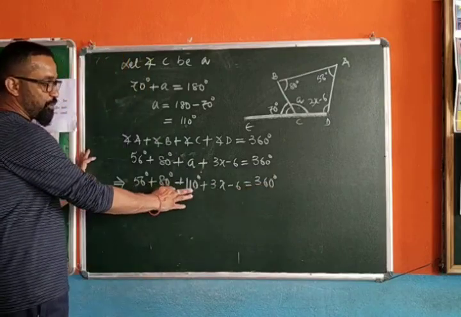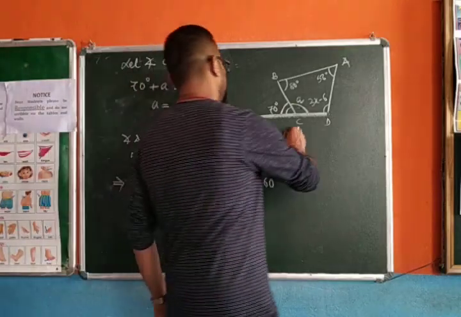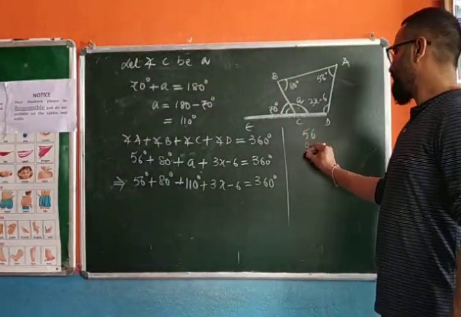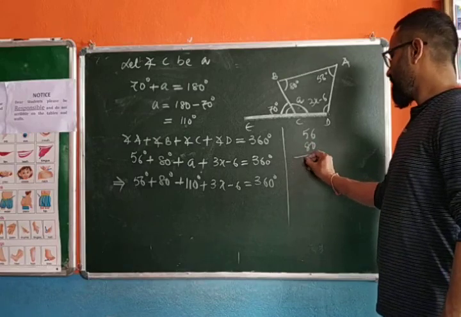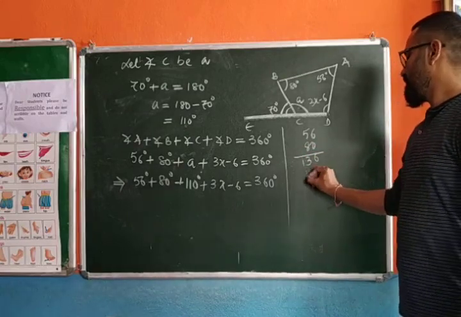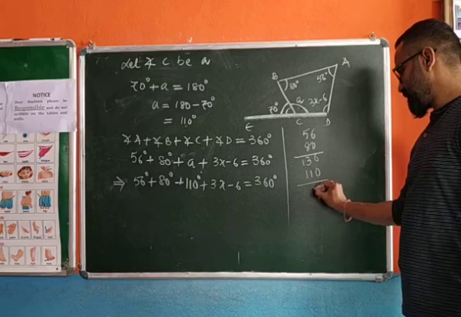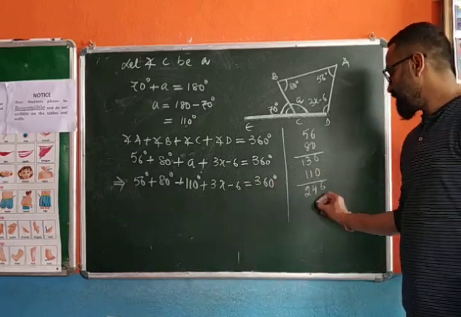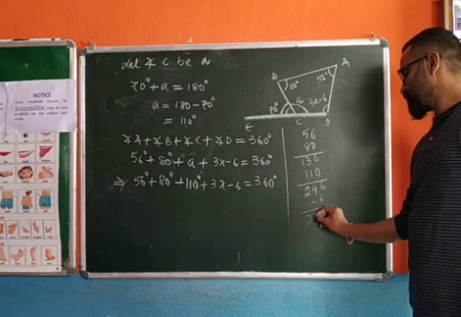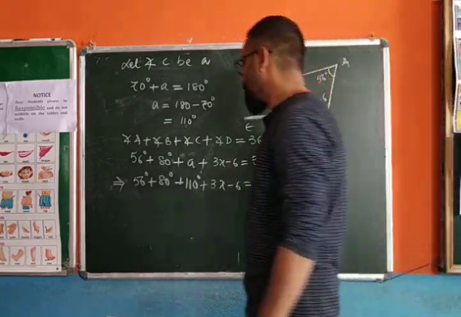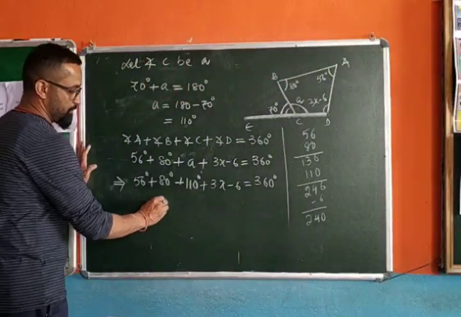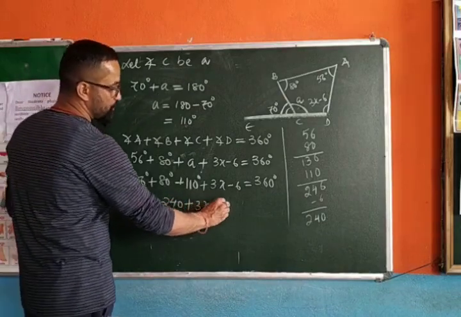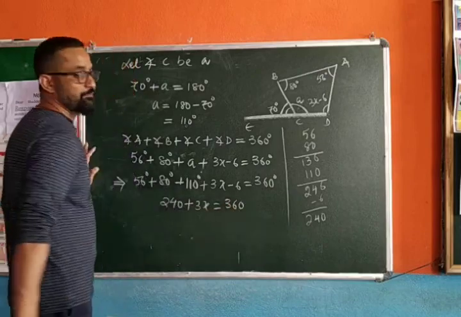Add all these positive numbers. We can do addition at the side. 56, 80, 136, 110, 246. 246 minus 6 is equal to 240. You write down the value here. 240 plus 3x equals 360.